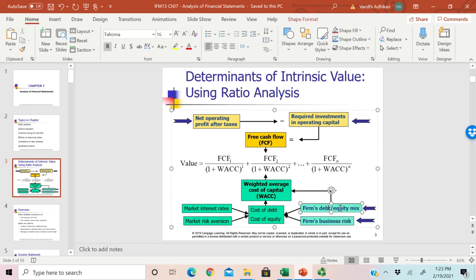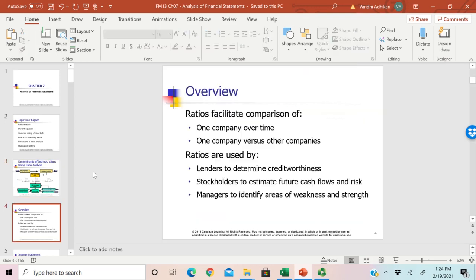And we'll learn about liquidity ratios, for example, to understand more of business risk, and leverage ratios and debt to equity ratios to understand the financing risk, and so on and so forth. So this chapter is going to contribute meaningfully to this equation. Okay. All right, so initially we start by talking about some ratios.